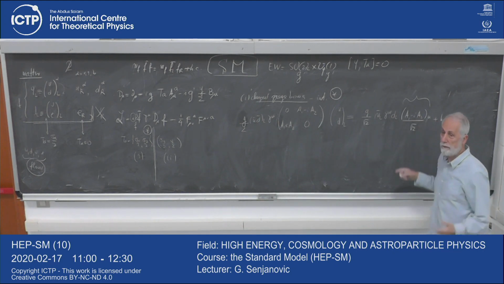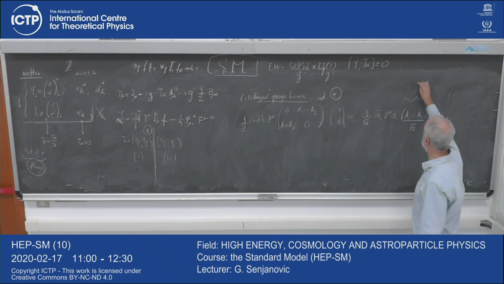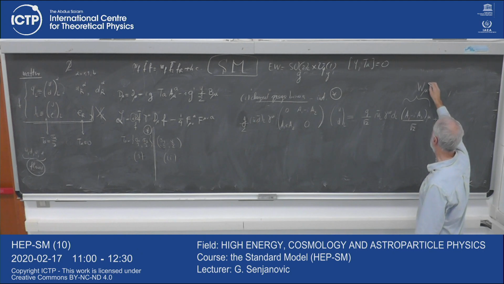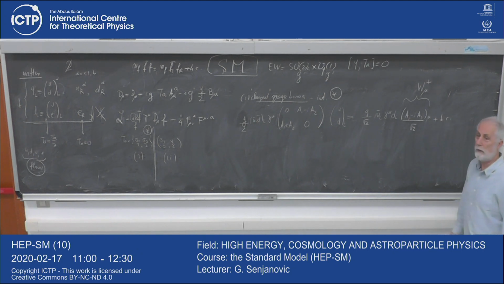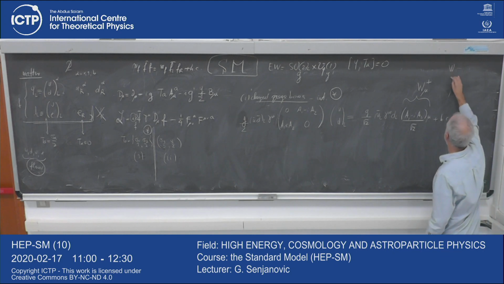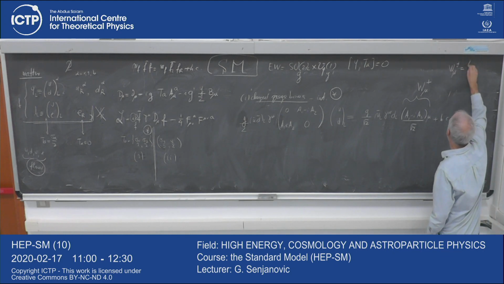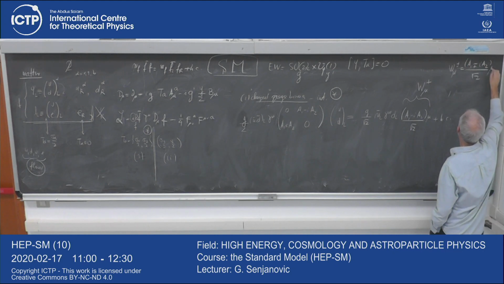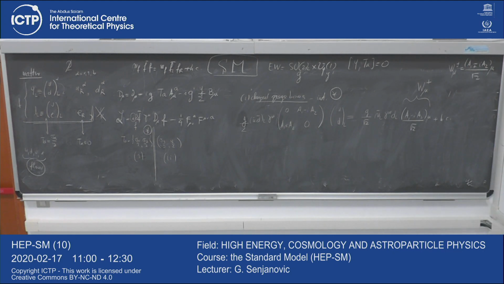I put a square root of 2 just to normalize it the same way it was before. And this I should call W, what is it? W plus. Yes, charge plus 1. So we'll keep this here. W mu plus minus is A1 minus plus i A2 over square root of 2. It's a bit tricky, but you have to remember, plus has minus here. Anyway.